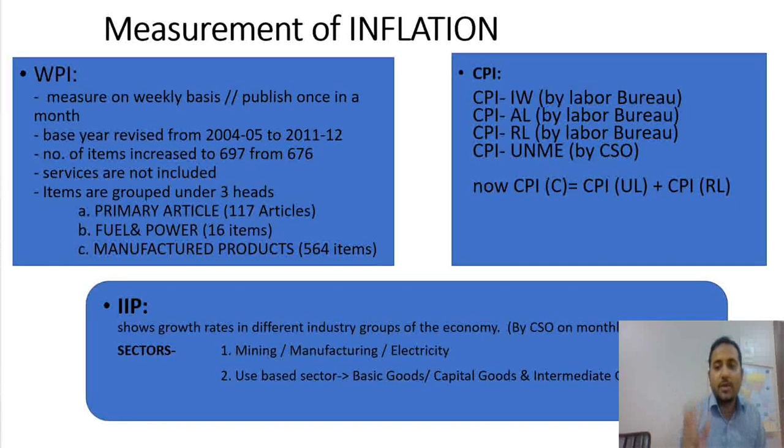Okay, now what happens? The need of industrial worker, we will take the basket of all the commodities that are of need of industrial worker. We similarly will take all the commodities that are useful for agricultural labor, or the basic needs, and then we will measure the price. Who will measure the price? Labor Bureau will measure the price for all these things. But for UNME, now I'm telling you, UNME is urban non-manual employee. It is measured by CSO, and CSO's name is now changed to NSO.